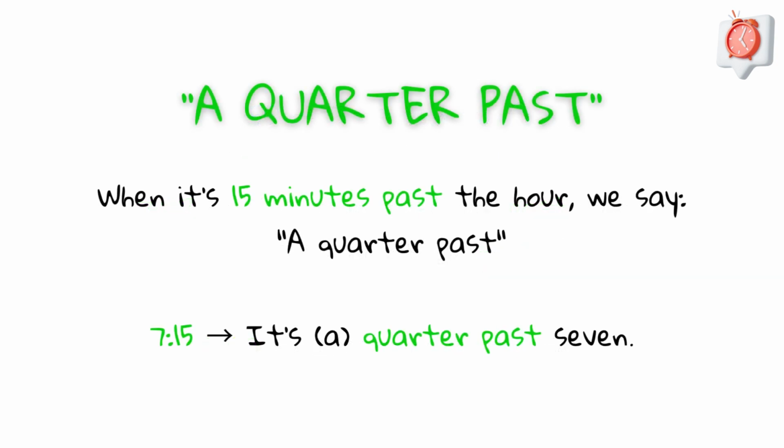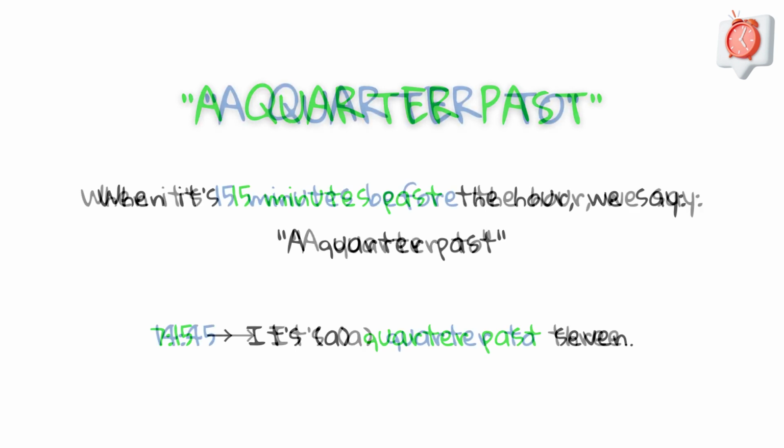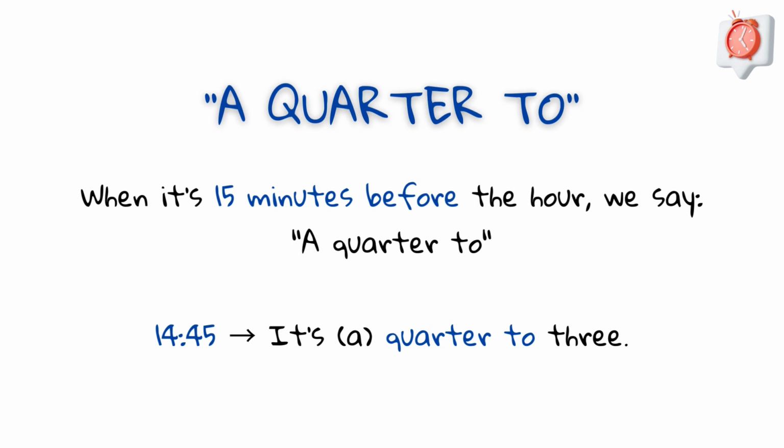A quarter past. When it's 15 minutes past the hour, we say, a quarter past. It's 7:15. A quarter to. When it's 15 minutes before the hour, we say, a quarter to. It's 2:45.